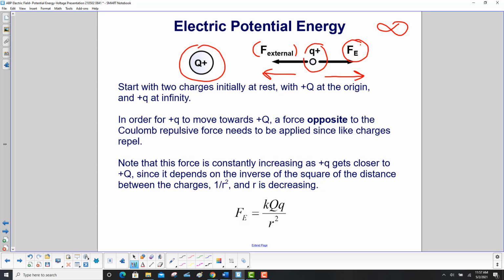Note that this force is constantly increasing as little q gets closer to big Q, since it depends on the inverse of the square of the distance between the charges, 1 over r squared. And as r decreases, as this q gets closer and closer, the force will increase. Right? The force is kQq over r squared.